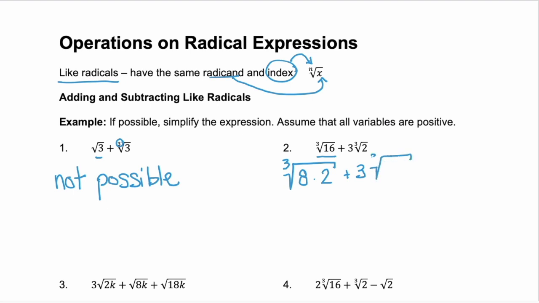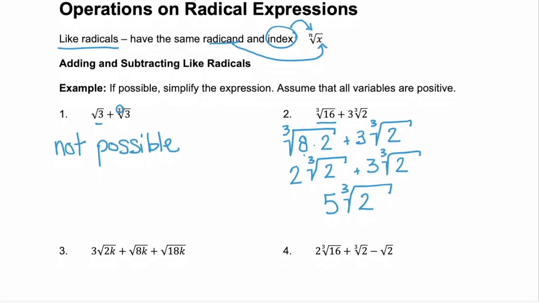And we can rewrite our second term. And we can take the cube root of 8. The cube root of 8 is 2. So this simplifies to 2 times the cube root of 2 plus 3 times the cube root of 2. Now, because they have the same radicand, 2, and still the same index, 3, we can add these. We have 2 of the cube root of 2 plus 3 of the cube root of 2. And 2 plus 3 is 5, so we have 5 of the cube root of 2.